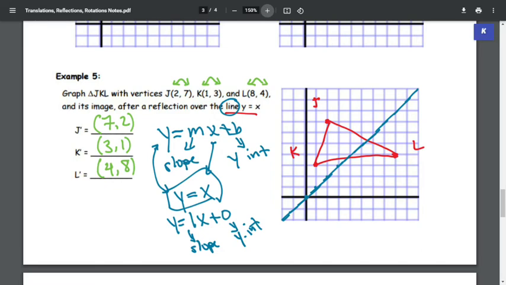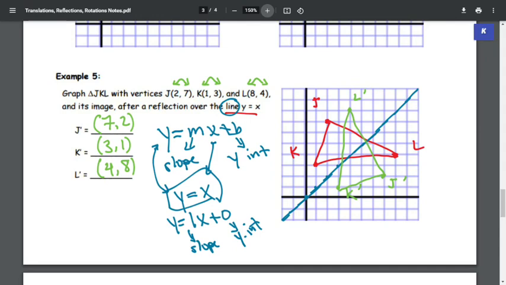So if I plot these points, we got 7 there, it's going to be right here, so 7, 2. This is going to represent my J prime. I'll look at K prime, which is going to be right here. And then we have L prime, which is going to be up right here. So L prime is going to be there. And then when I draw, I'm going to see my triangle looks about the same size. It's just reflected over again. If you tilt your head a little bit, you can see that.